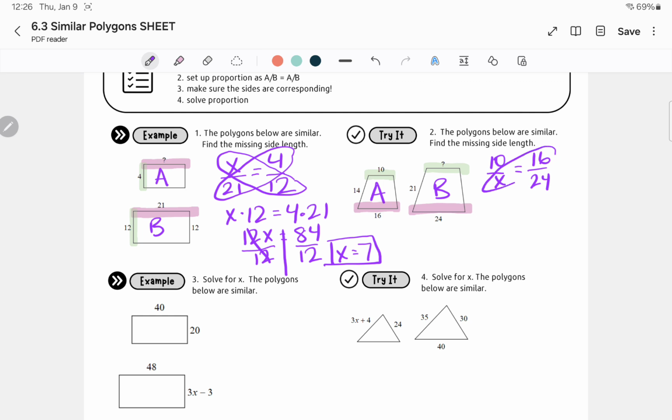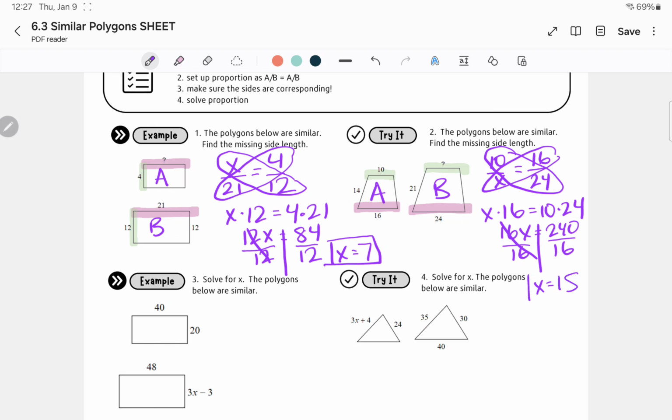All right, so now I'm going to butterfly. So x times 16 is equal to 10 times 24. x times 16 is 16x, and 10 times 24 is 240. I'm going to divide both sides by 16, and x is equal to, I have to plug this one in, it's 15.